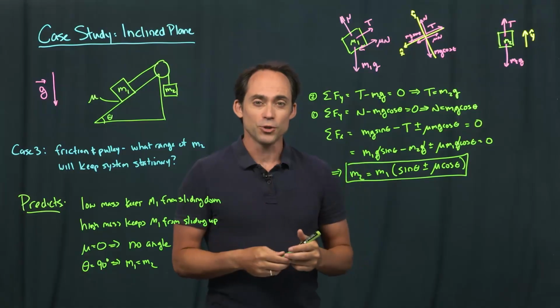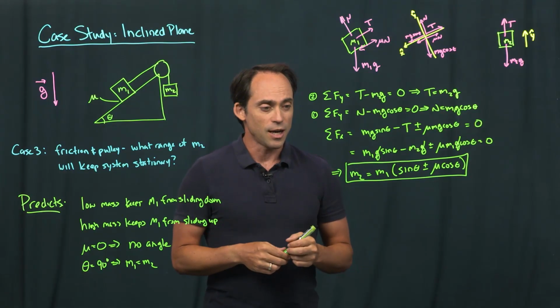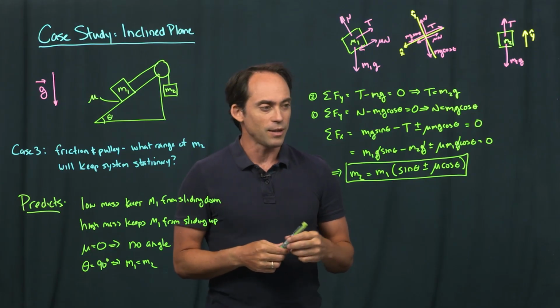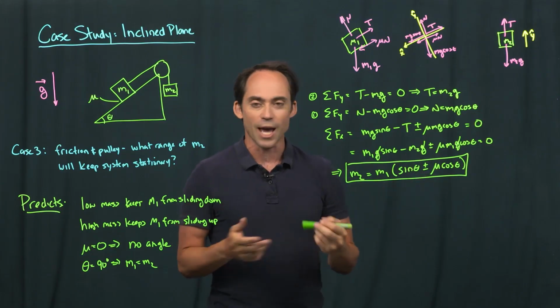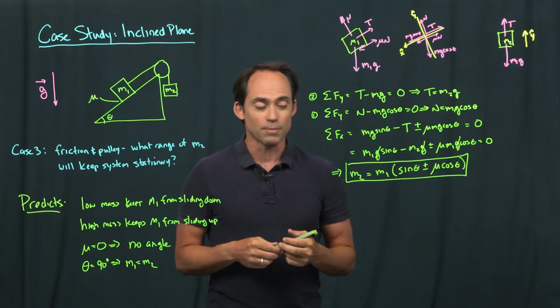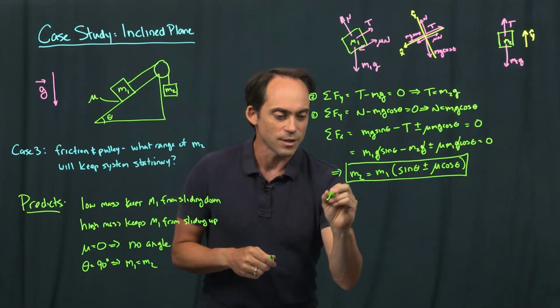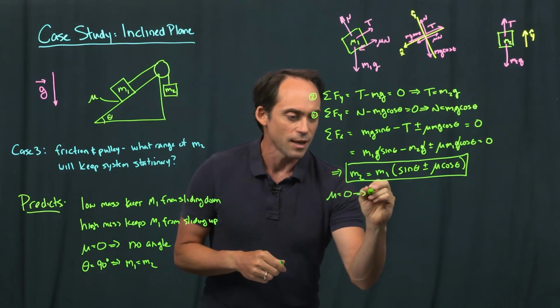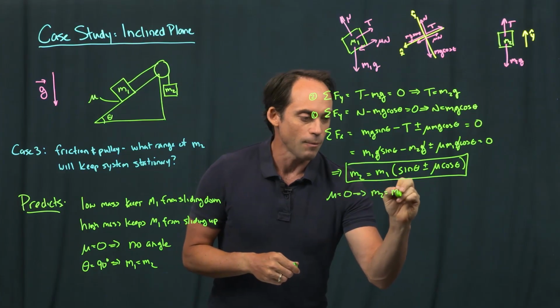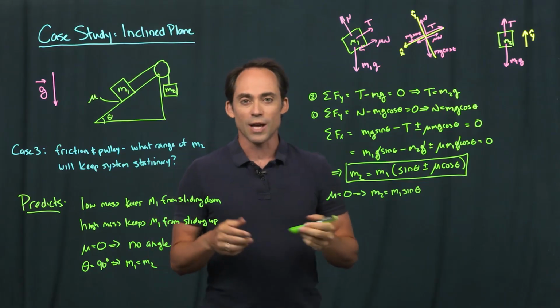So now that we have our solution, let's make sure it makes sense and check it against our predictions. Let's take the case of, for example, mu equal to 0, when we have no friction. We originally predicted that in that case there would be no angle at which there's a balance. But in fact, if mu equals 0, this means that m2 is equal to m1 sine theta. So in fact, there is an angle at which you'd have a balance.